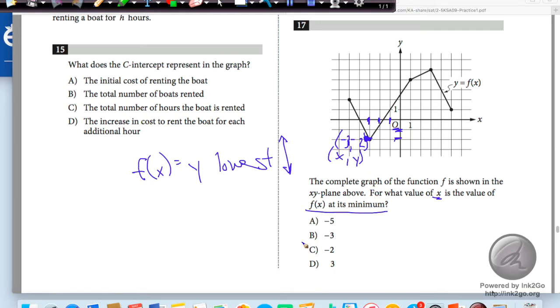So don't choose C, which seems tempting because you would then be telling them what y is at its minimum, but they want to know what x is when y is at its minimum. B is actually going to be your best possible answer.